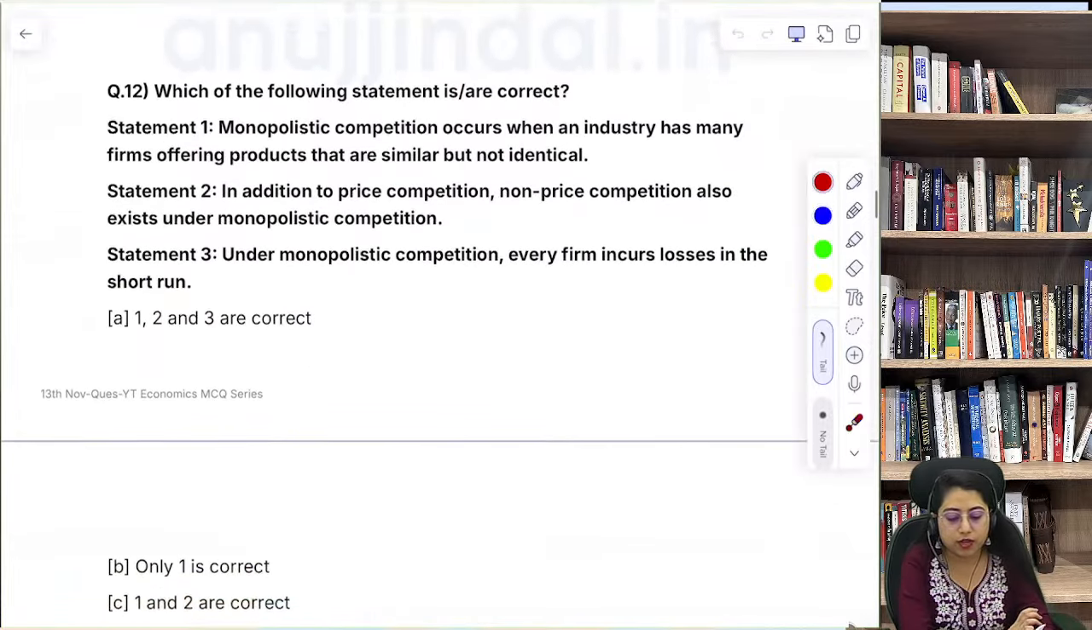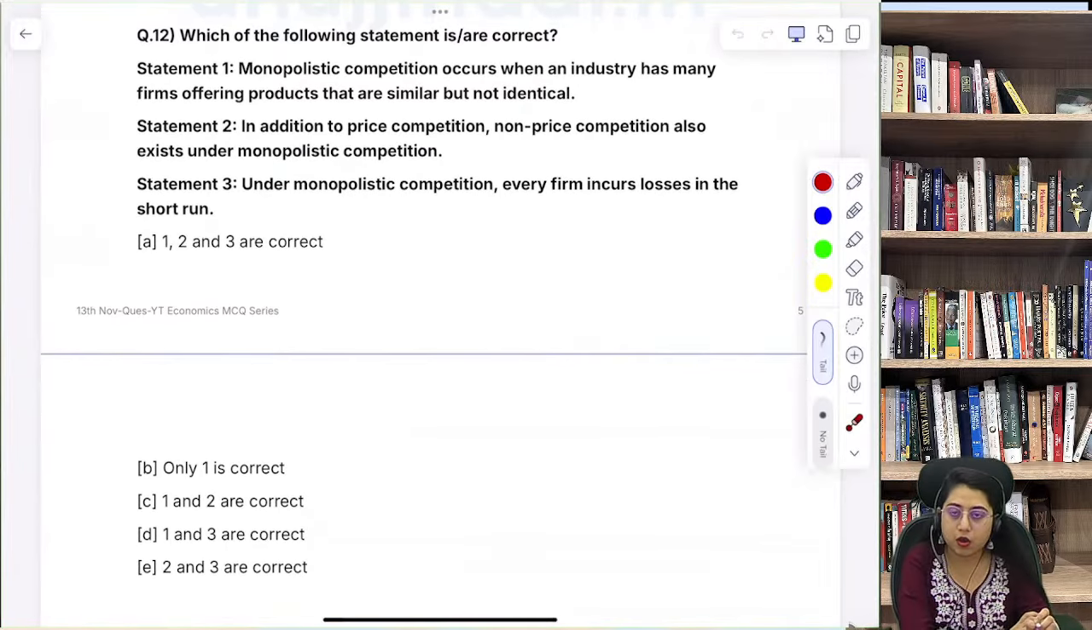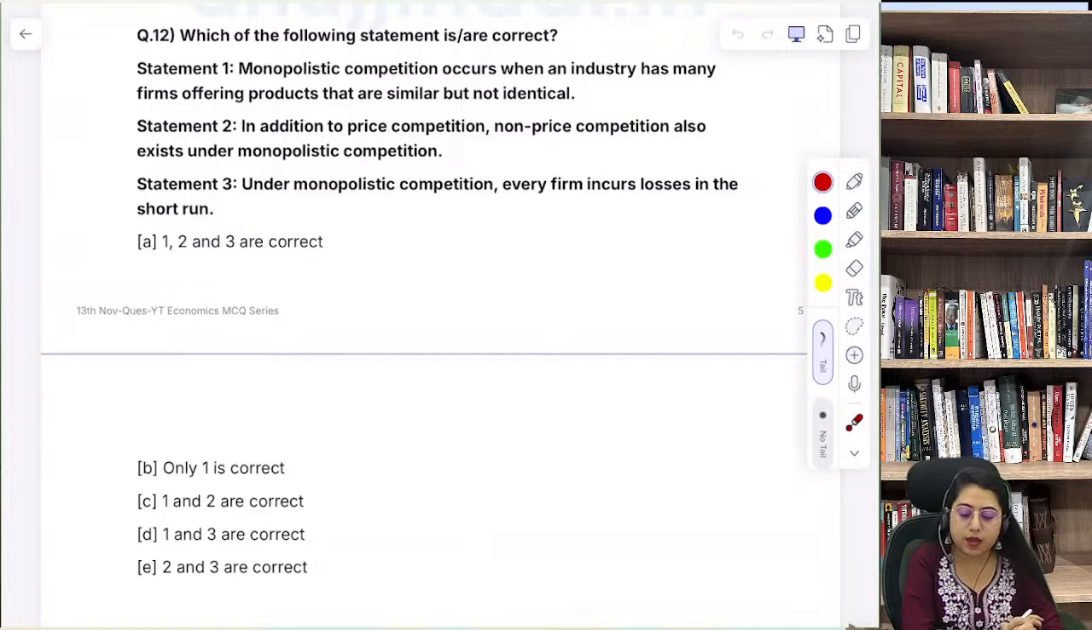Okay, moving on to the next question, number 12. Which of the following statements are correct? Monopolistic competition occurs when an industry has many firms offering products that are similar but not identical.